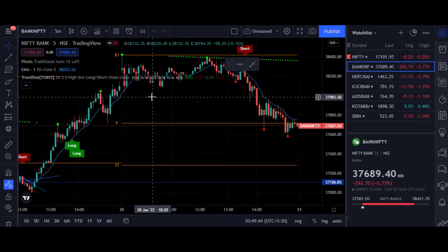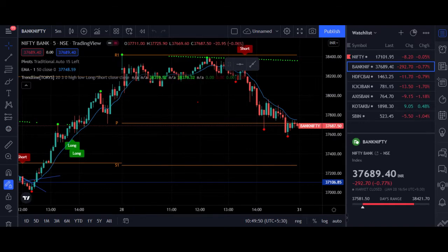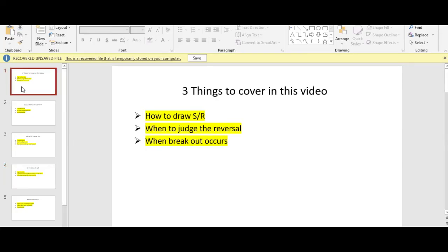Now today we will be covering three main topics. One is how to draw support and resistance. Second is when to judge the reversal. And third is when breakout occurs. These three are very important for any option trader. If you understand these three topics, you will be able to know when to enter the trade, when to exit, and what should be your risk to reward ratio.